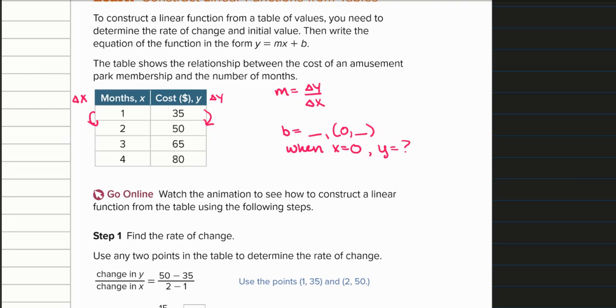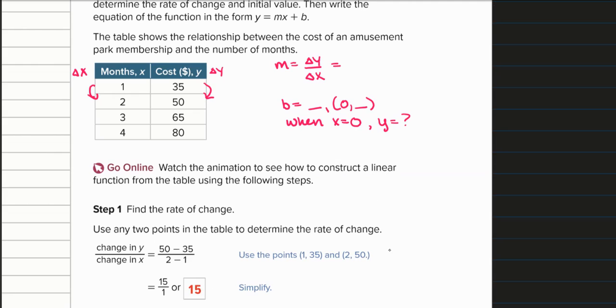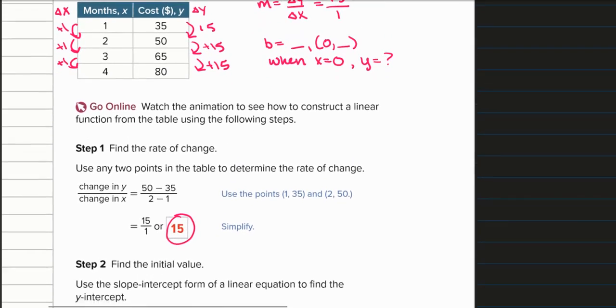So if we go from 35 to 50, that means that we're going to end up with 15. 50 to 65 is still plus 15, and so forth. We're still going to get plus 15. Our change in x is going to be a plus 1. 2 to 3, plus 1. 3 to 4 is a plus 1. So that tells us we're going to have it over 1. If you wanted to use the equation, you're going to have 50 minus 35 over 2 minus 1. We are going to end up with 15. So you can still do it that way.